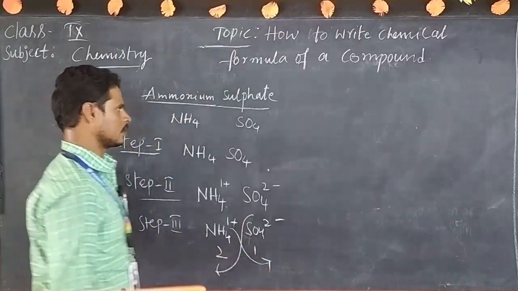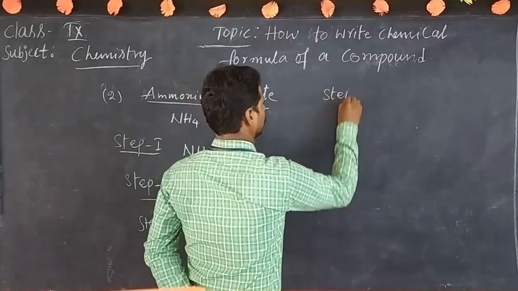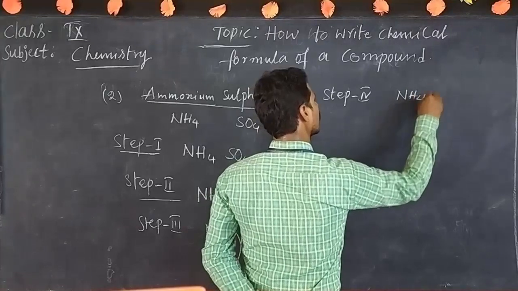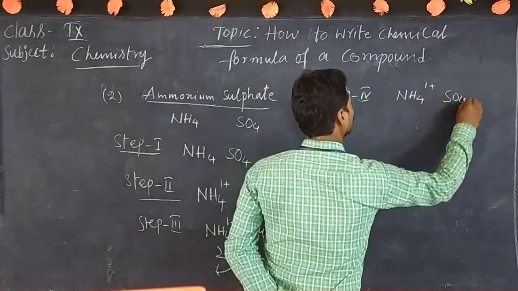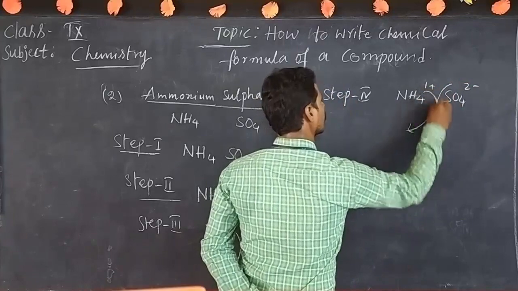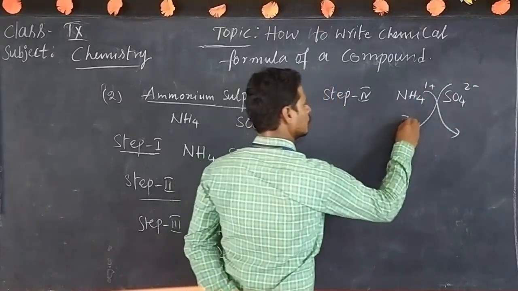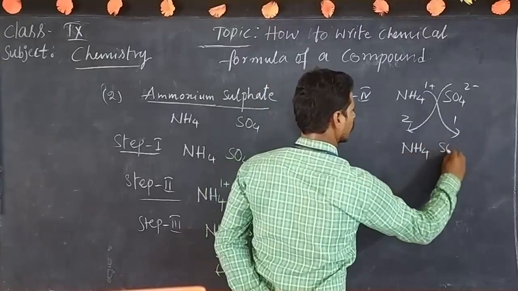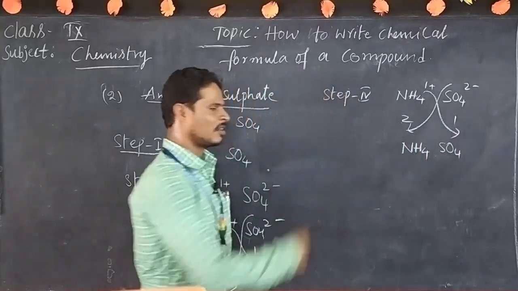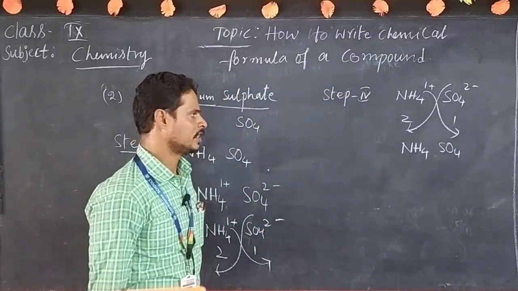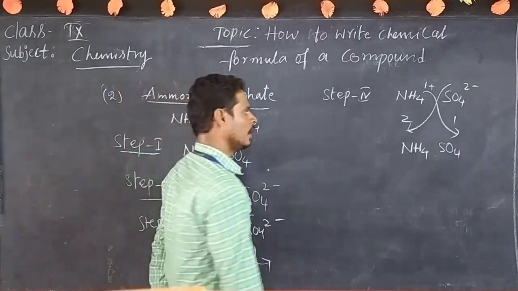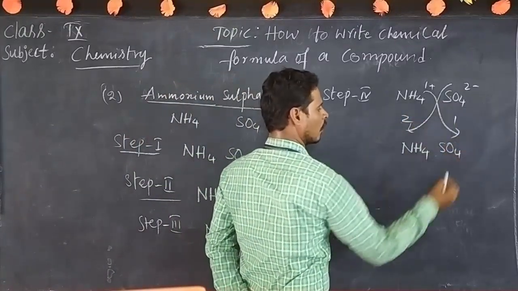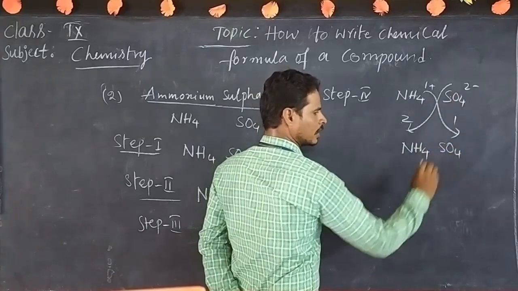2, 1. Next, step 4. 2, 1. Is it the correct formula? No. Why is it not the correct formula? Because here two charges are there, but here one is there. We should write directly SO4. 1 into SO4 means SO4.